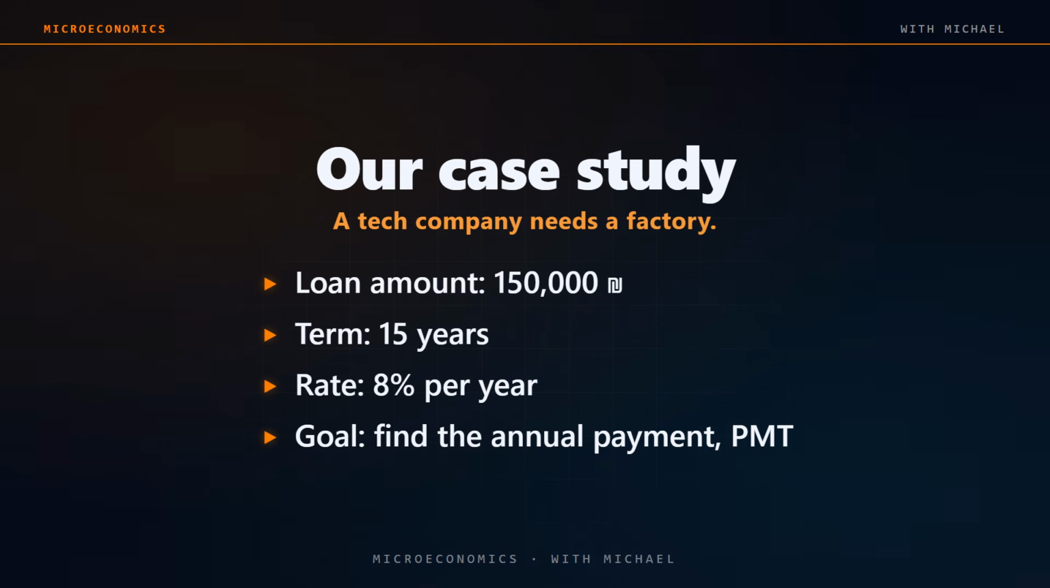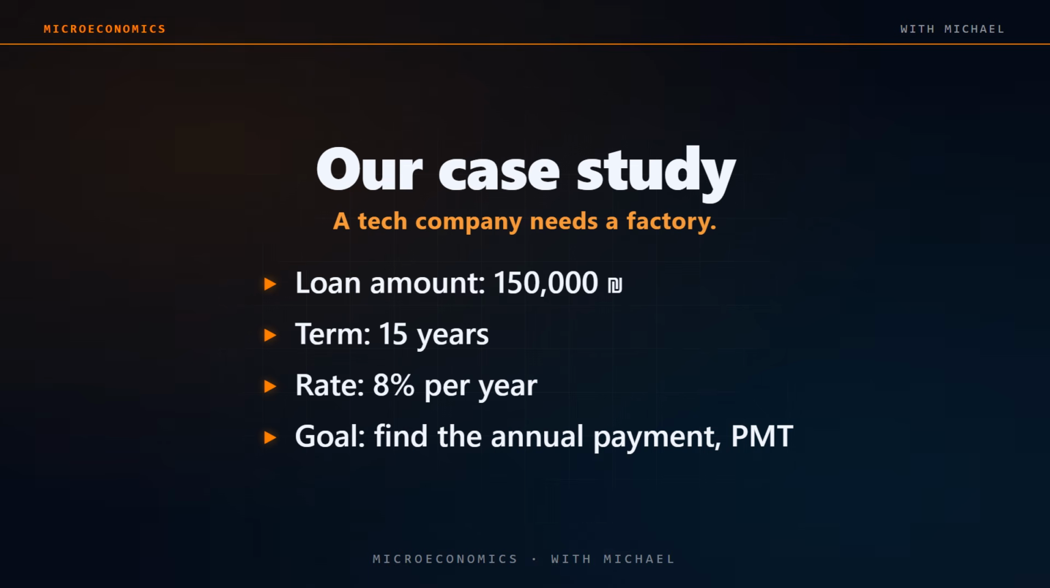Imagine a fast-growing technology company that needs to build a new factory. They go to the bank and take out a loan of 150,000 shekels. The bank agrees to lend it over a 15-year term, at an annual interest rate of 8%. The big question is, how much will the company pay each year?